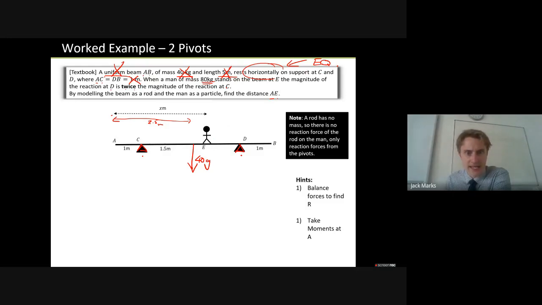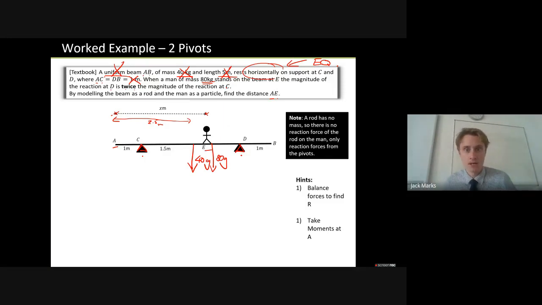The man is 80 kilograms. Okay, so the man is 80G. And I don't know where the man is standing. That's the whole question. So I'm going to just say that he is X. Now, how do you know to do this? How do you know to call this distance X? Well, the question is about A to E. So it's probably just a good idea to call that distance X. You need to do something with distances anyway. Otherwise, you're not working with moments.